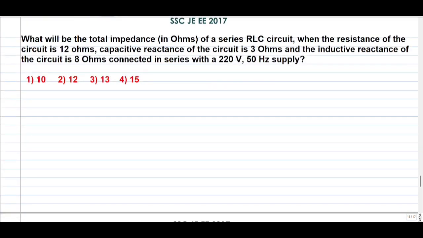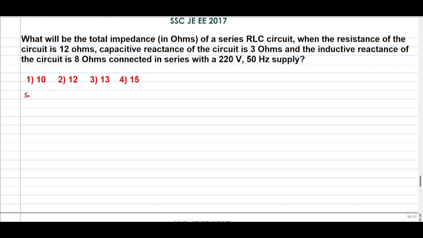What will be the total impedance of a series RLC circuit when the resistance of the circuit is 12 ohms, the capacitive reactance of the circuit is 3 ohms, and the inductive reactance of the circuit is 8 ohms, connected in series with a 220 volt 50 hertz supply. Okay, this is the question.